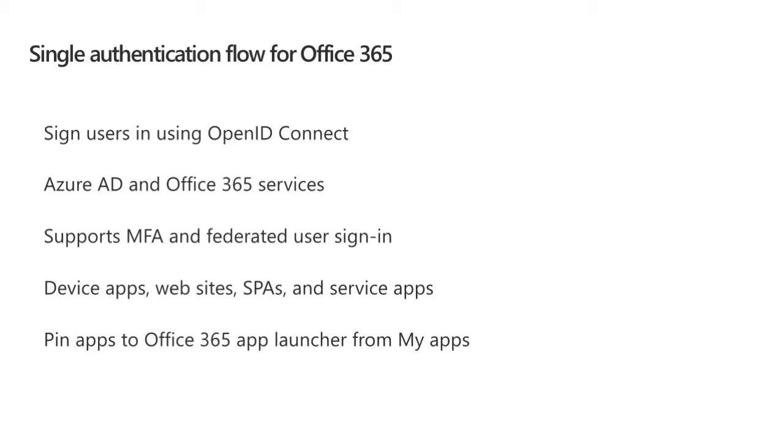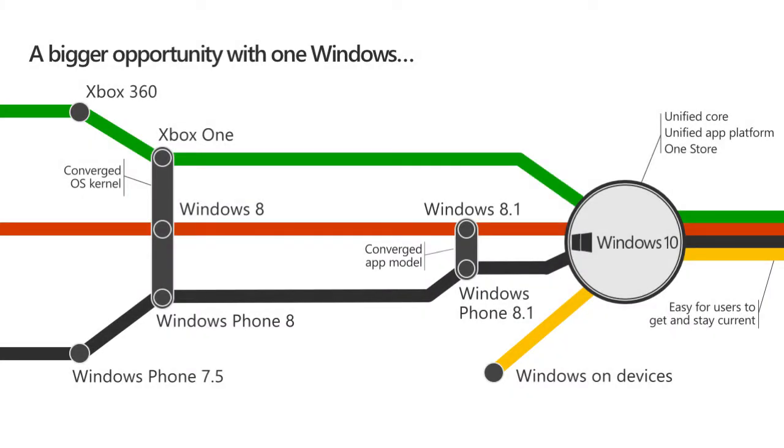Now, all Office 365 cloud services, including SharePoint Online and the Microsoft Graph, leverage Azure AD for authentication and authorization. And this means there is a single authentication flow that we're going to use for Office 365 applications, as well as those that are created to leverage the Microsoft Graph. Now let's talk about the Universal Windows Platform.